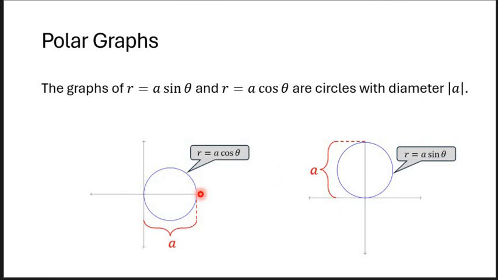So as above, so below. That's because of the cosine. Here we have the graph of r equals a times the sine of theta. It's still tangent, but in this case tangent to the x-axis. The diameter is still a, but that diameter is along the y-axis now. And instead of being symmetric to the polar axis, now it's symmetric to the line theta equals pi over 2, or the y-axis. So let's take a look at an example.